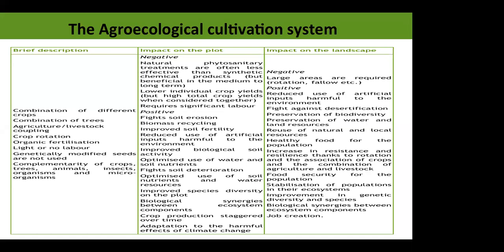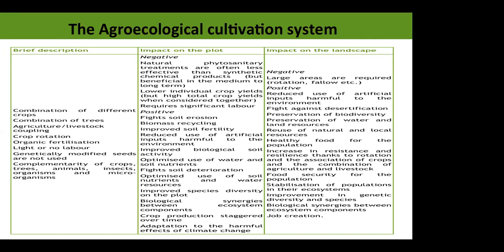But when you do all that, and you don't use the synthetic and harsh ones, it also has a beneficial impact on your environment in the long term. There's lower individual crop yield, but high total crop yield when considered together. Because you are combining different crops with animals and other things, in the long run your overall yield from the plot is higher. But when you look at each crop, you might have low yield. It also requires significant labor. Labor is required in this system.